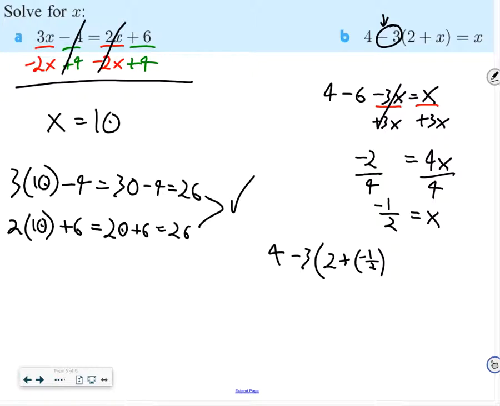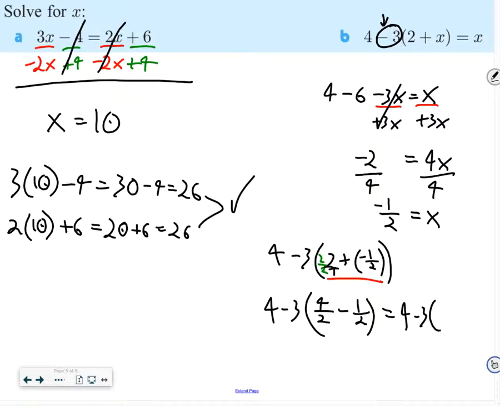Okay, well, to add my fractions here, I'm recognizing I'm going to need a common denominator. So I'm going to multiply this by 2 over 2. What I'm going to get is 4 minus 3. Now in the parentheses, this was over 1, so I get 4 over 2, which is equivalent to 2, minus 1/2. Now I have a common denominator, I can simplify that. So I'm going to get 4 minus 3 times 4 minus 1 is 3 halves.